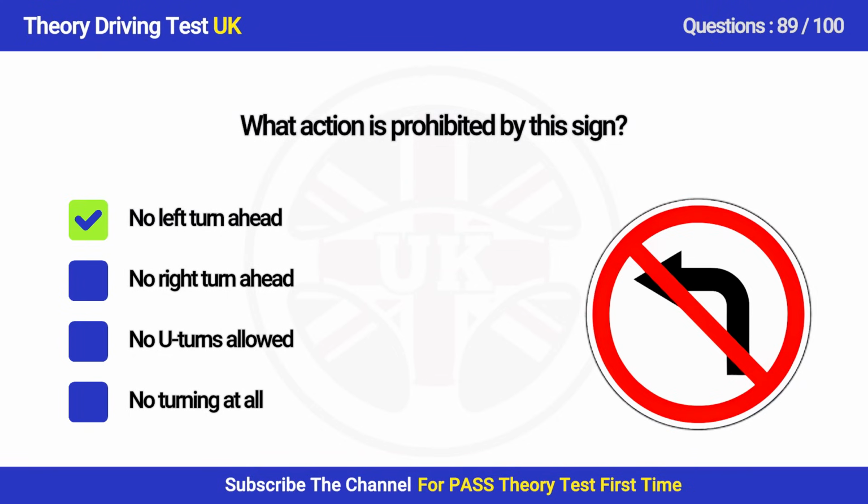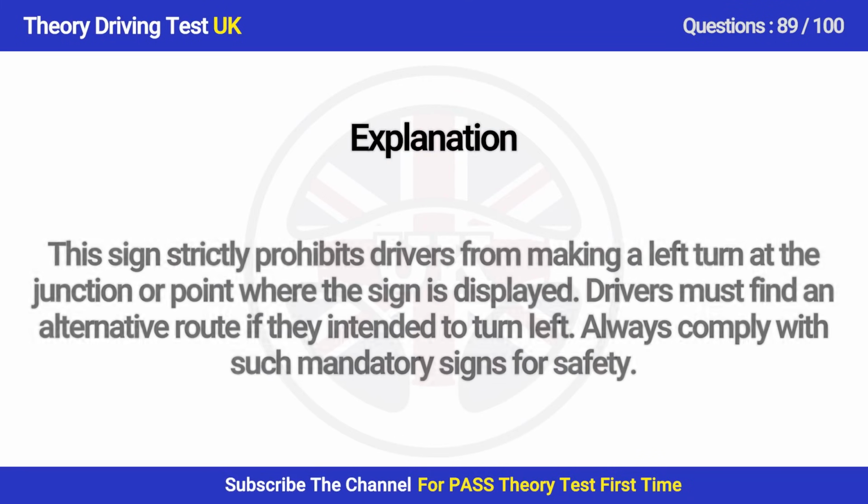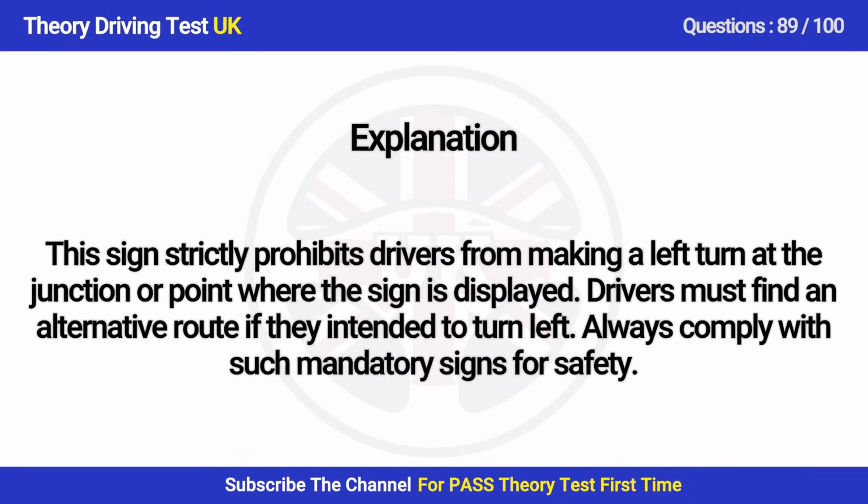Answer is A. No left turn ahead. This sign strictly prohibits drivers from making a left turn at the junction or point where the sign is displayed. Drivers must find an alternative route if they intended to turn left. Always comply with such mandatory signs for safety.